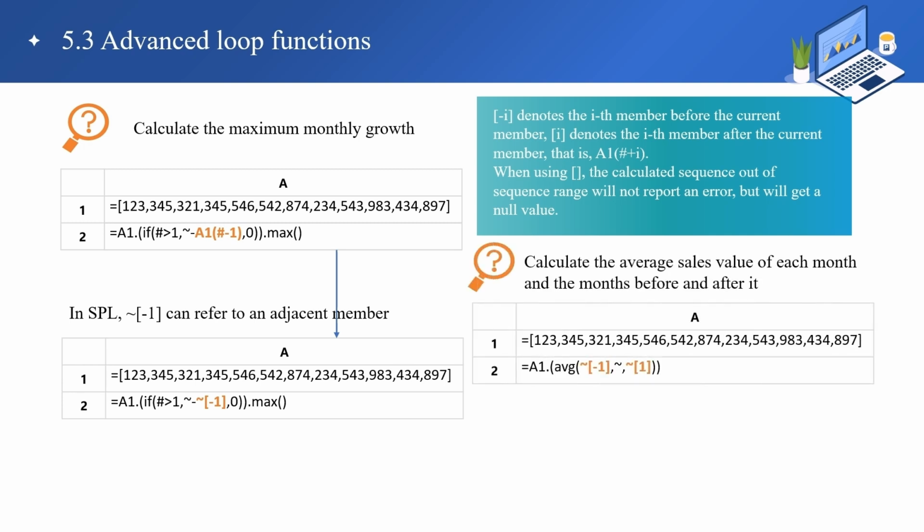Let's try an example of referring to a member after the current member. Calculate the average sales value of each month and the months before and after it, that is, in the nth month, calculate the average sales value of the n-1th month, the nth month and the n+1th month, which is called moving average. We only calculate a 2-month average for January and December. Note that we can't simply add up and divide by 3, but use the average function, which will correctly handle the situation with null values.